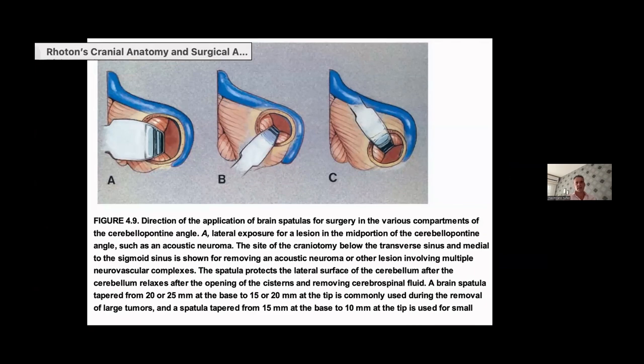This schematic and very useful picture from Professor Roberto's book helps to understand the different positions of the spatula in order to find the superior complex, the middle complex, and the inferior complex. We put the spatula to push the cerebellum a little bit medially, in order to understand the position of these different neurovascular complexes.